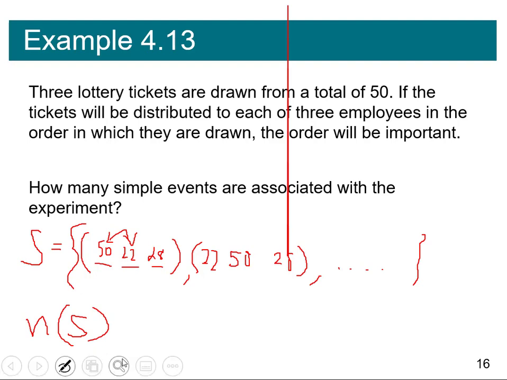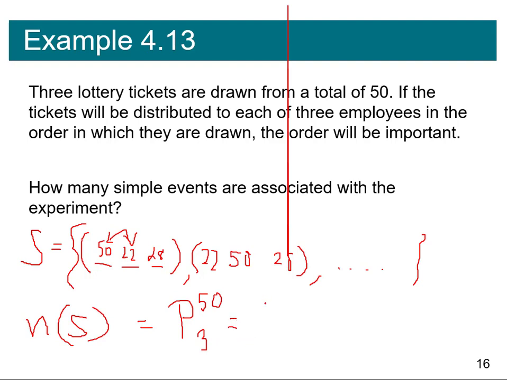So how can we answer that? We're choosing from the 50 tickets, we're choosing 3 of them, but the order that we write those 3 in is important. So the answer, therefore, is going to be P(50, 3). Now we know the size of the sample space, because hopefully we can do this calculation.